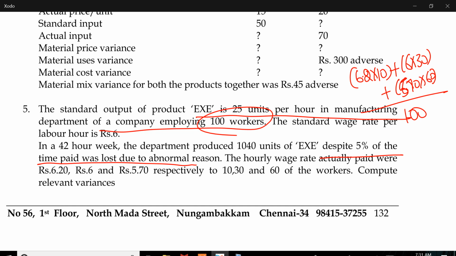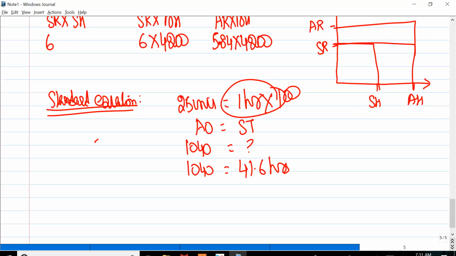So the standard equation could be with 100 workers. In reality, you may end up employing even 200 workers. That doesn't mean I'll multiply with 200. My standard equation is not 25 units equal to 1 hour. You correct it with a different pen. It's 25 units equal to 100 man hours.